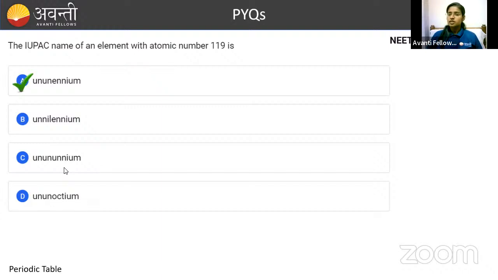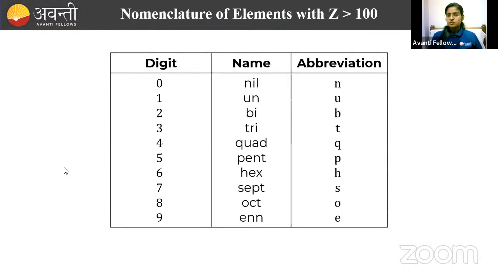Why? So what is that rule? Which rule has to be applied for finding out the nomenclature of elements with atomic number greater than 100? So here is the list. In the first column, I have the digits. In the second column, I have the names of those digits which have to be used. And in the third column, I have the abbreviation. The abbreviation is nothing but the first letter of this name. For nil, it is N. For un, it is U. For bi, it is B. So like that. Clear?